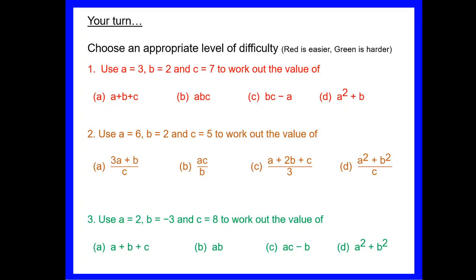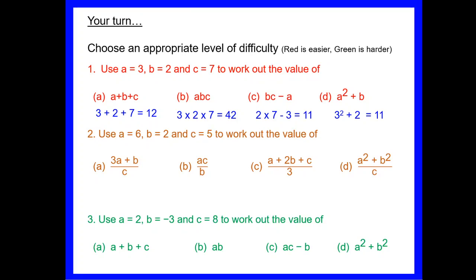Okay, let's have a look at the answer to those then. So if we start with the red ones, we've got 3 plus 2 plus 7, which equals 12. For B, we've got 3 times 2 times 7, which is 42. For C, we've got 2 times 7 minus 3, which is 11. And for D, we've got 3 squared plus 2, which is also 11.